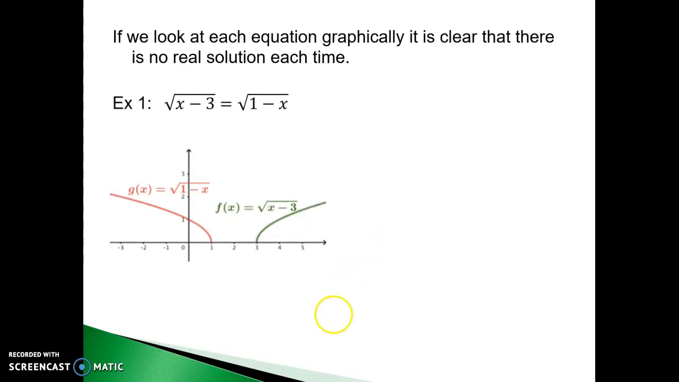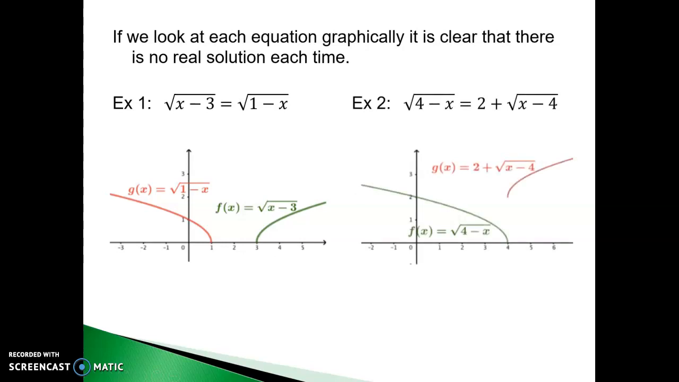So if you want to look at it graphically to see clearly why there's no solution each time, with the first equation, the left-hand side is the graph of the square root of 1 minus x, and the right-hand side is the graph of the square root of x minus 3. And you can see that neither of the graphs touch each other because they actually don't share any x values at all, because the red one goes from 1 and less, and the right one starts at x equals 3 and goes above.